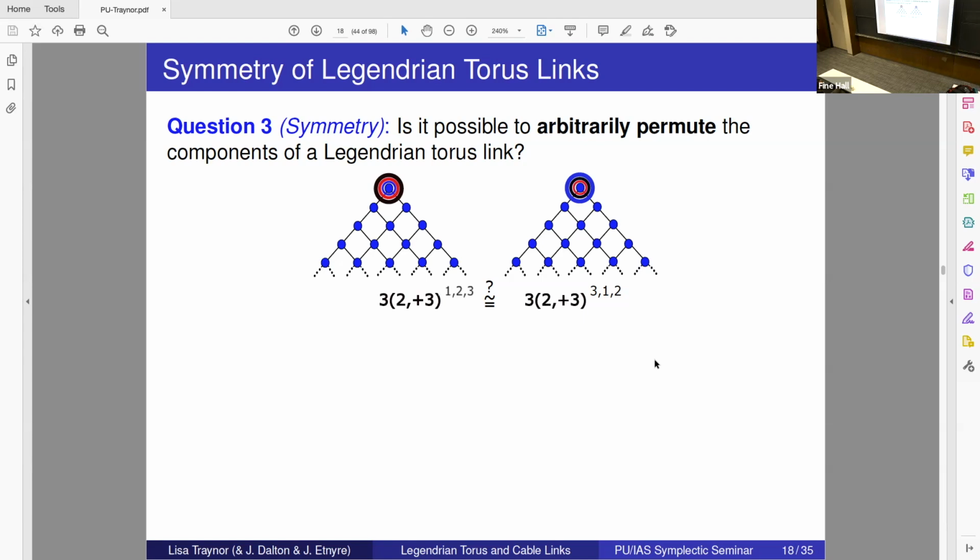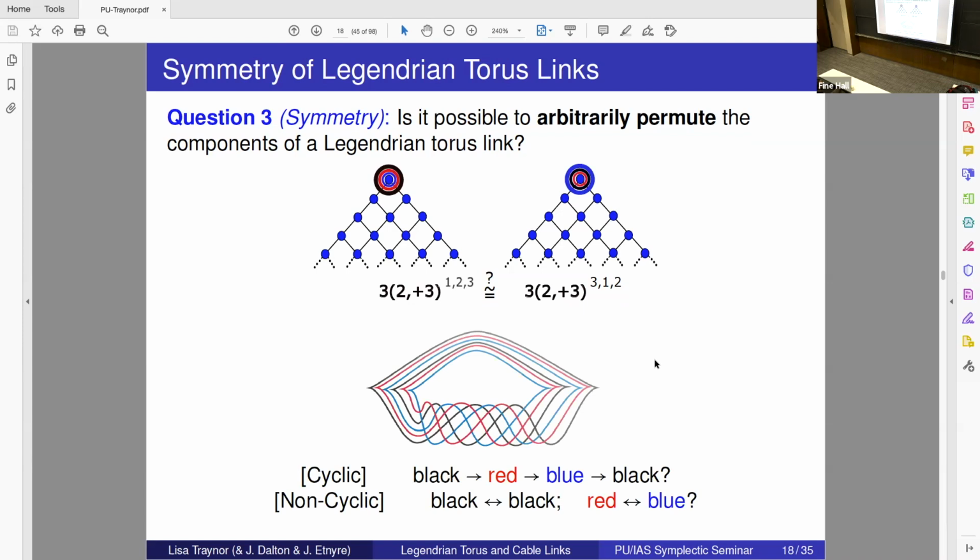Then you can ask, can you do that in the Legendrian world? Here's a picture, for example. Could you do a cyclic permutation? This would be an example of a 6-9. Can I do a Legendrian isotopy taking the black to the red, to the blue, to the black, a cyclic permutation? Or could you do a non-cyclic one where the black goes to the black and the red and the blue are interchanged?